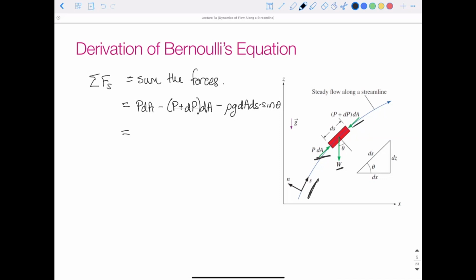So if we simplify this, we can get the sum of our forces. Let's write this down here a little bit bigger. They are equal to negative dP times dA, because our capital P times dA and capital P times dA here, you add one, subtract one, so we're left with zero. So all we're left with is the dP dA term minus the component of the weight in the S direction. So rho g dA ds sine theta. And this is equation 2. This is the left side of the equation.